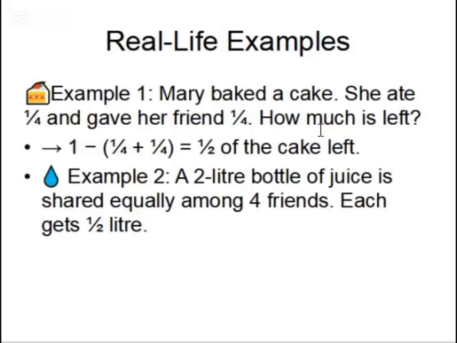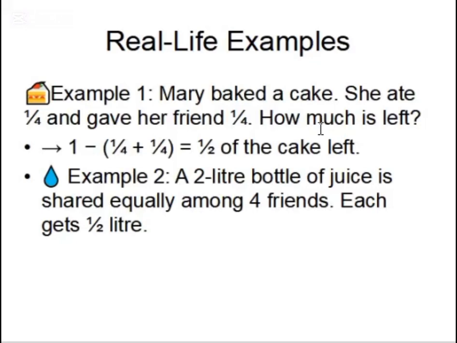Then real life examples. Number 1, Mary baked a cake. She ate a quarter and gave her friend a quarter. How much is left? A cake is a whole, so you subtract the quarter that she ate and the other one that she gave to her friend. A quarter plus a quarter is half. So the whole cake, which is 1, minus half, you get that Mary was left with half of the cake.